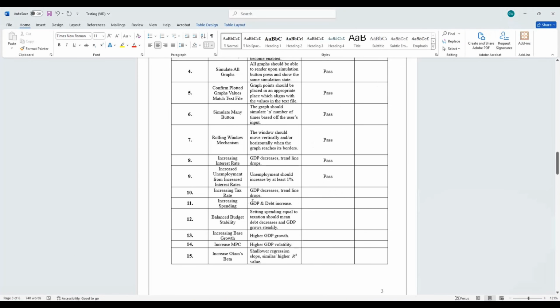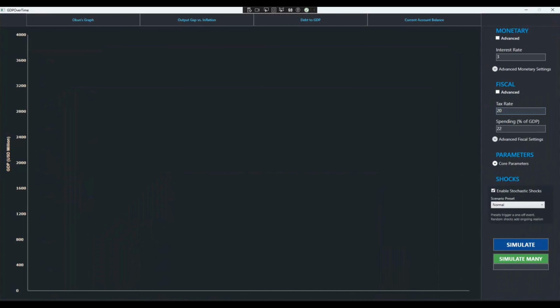The next test, test number 10, increasing tax rate should decrease GDP and decrease the trend line. So the same outcome as test 8, but with an increase in tax rate instead. So you can see with a starting initial tax rate value of 20%, if we simulate 20 years within the simulation period, we can mark down the trend line of a 20% tax rate starting at 2,400 within the first 10 years, and then by 20 years we are nearing 2,800.